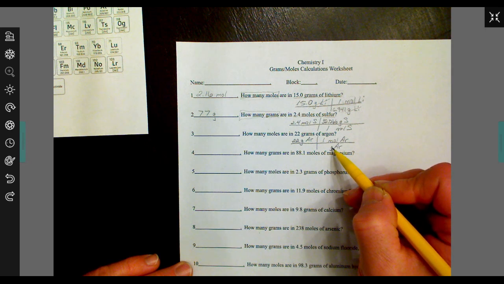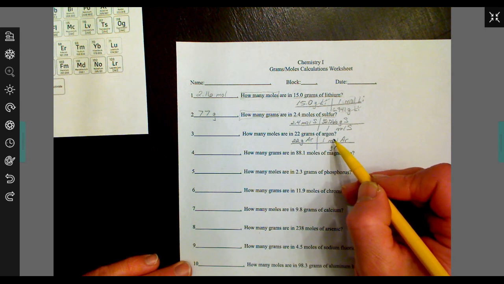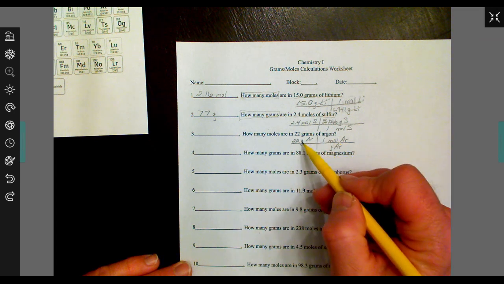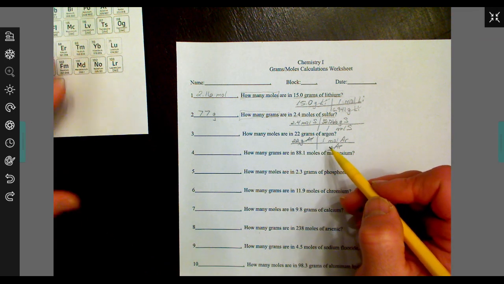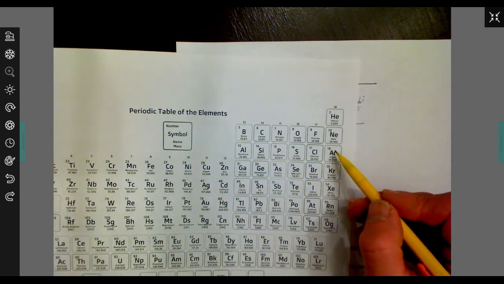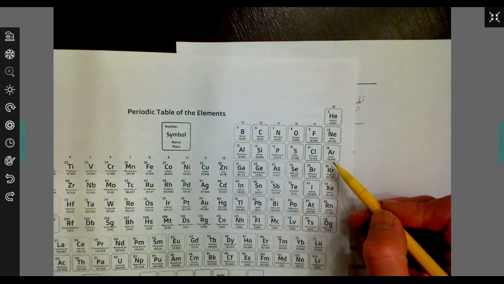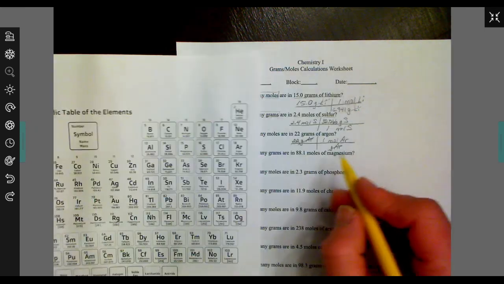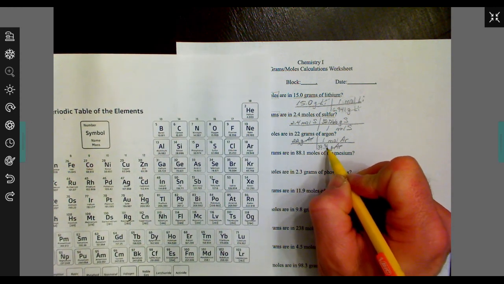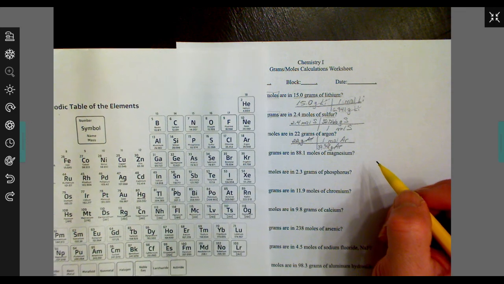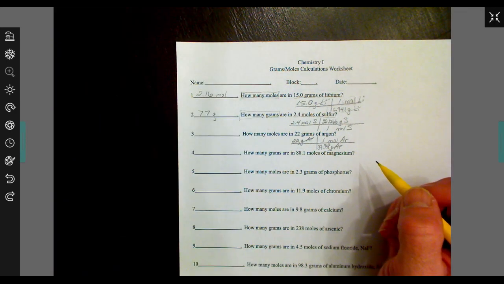Grams means go to the periodic table to find our mass. The mass should not go in front of mole. So as long as we have our labels in the right spot, we'll get our numbers in the correct spot. So argon. Argon over here, atomic number 18. It has a mass of 39.948. All right, easy enough.